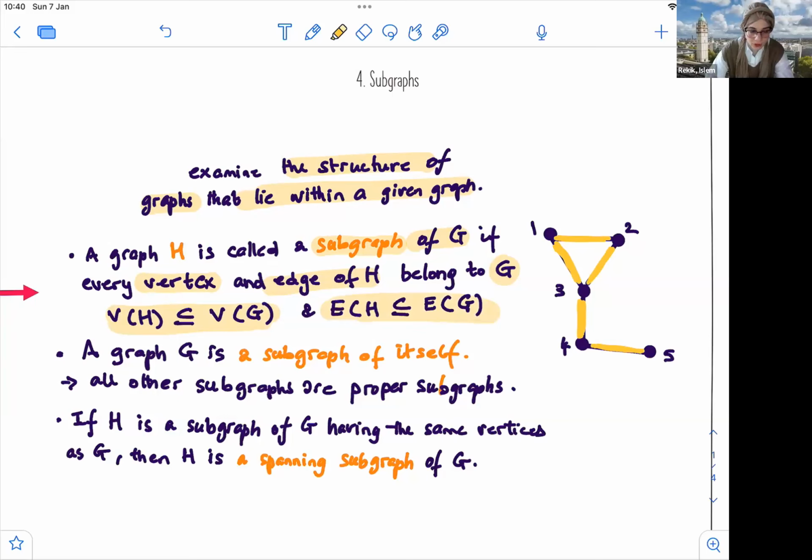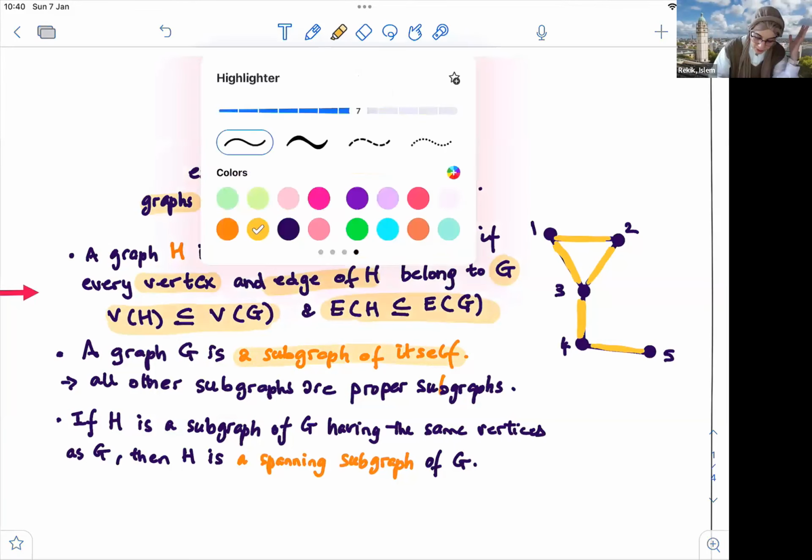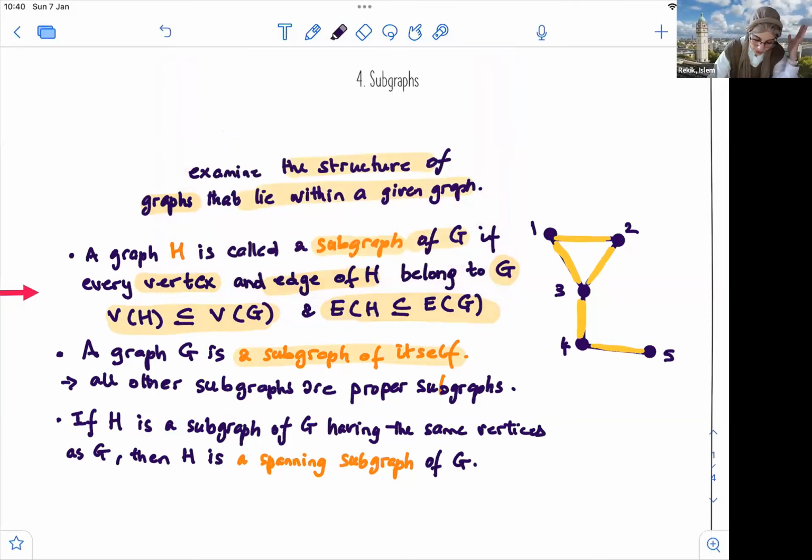So here a graph G is a subgraph. Of course, if you look at the graph itself, it's a subgraph of itself. So we can consider G as a subgraph of G itself. And all other subgraphs, we call them proper subgraphs. Okay, we call them proper subgraphs because we need to extract them not as the main graph, but we decrease the number of edges and the number of nodes.